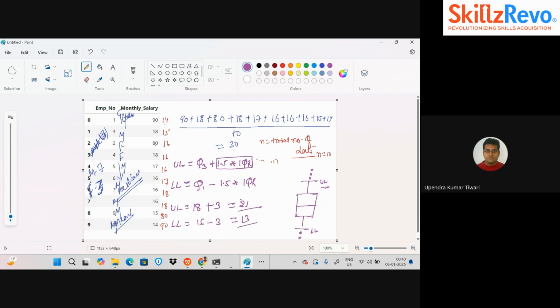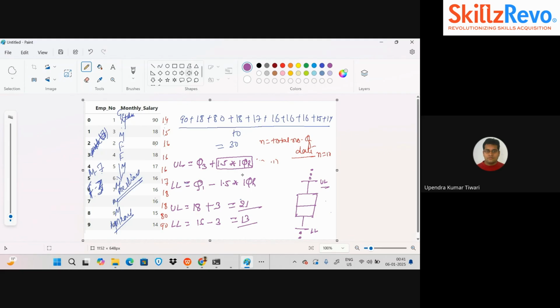Please tell me, do we have any outlier in this data? Do we have any outlier? Yes, we do have two values, one with 80, another with 90. So these are the outliers, above the upper limit. We don't have any value less than the lower limit. So this is how we can find out the outlier.